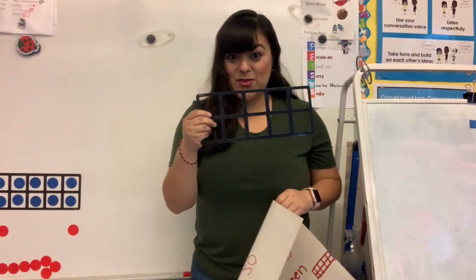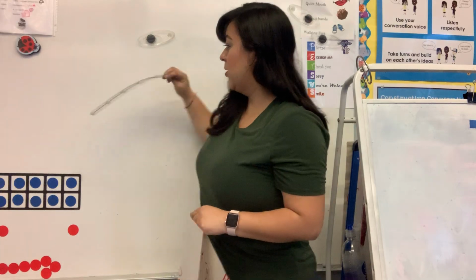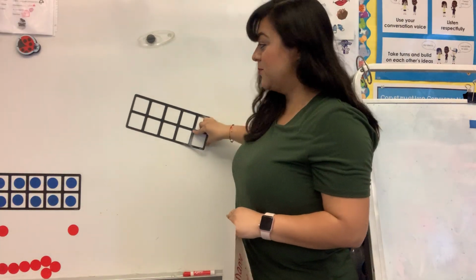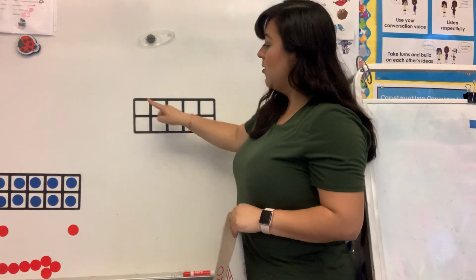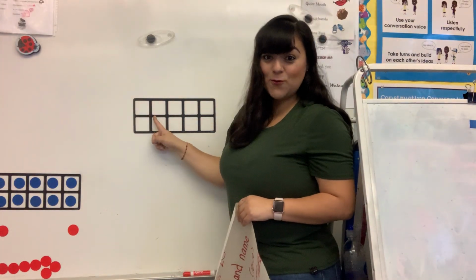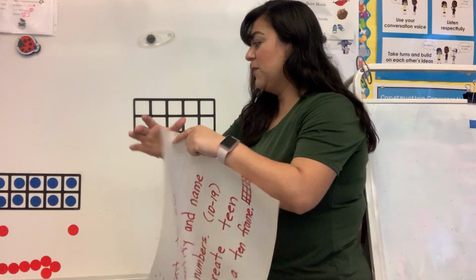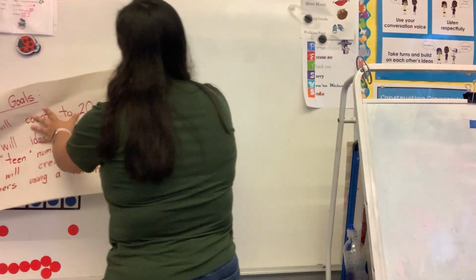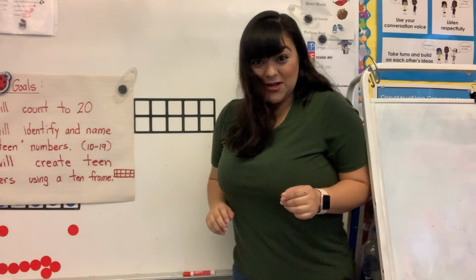Like this one. So remember, in a 10 frame, you can fit 10 objects because it has 10 boxes. 1, 2, 3, 4, 5, 6, 7, 8, 9, 10. 10 boxes. Okay, so let's put our learning goals back so that we can get started.